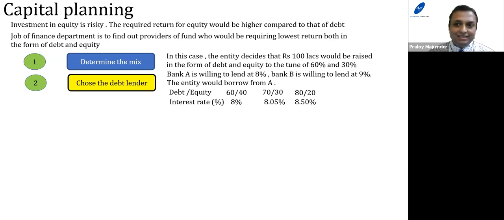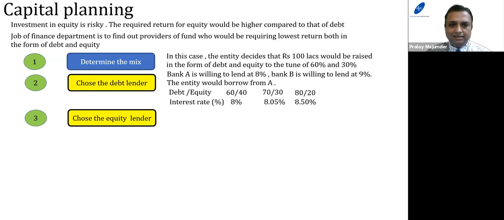Why is it so? Since the entity is raising more debt, the leverage of the entity is going up. If you correlate, the higher the leverage, the riskiness of the entity goes up. Since the riskiness of the entity is going up, the debt lender is considering the entity more risky, so it is demanding a higher interest rate. The debt lender is saying that riskiness is slightly increasing, but the moment it goes to 80-20, riskiness is increasing substantially. That's why it is charging a high interest rate.